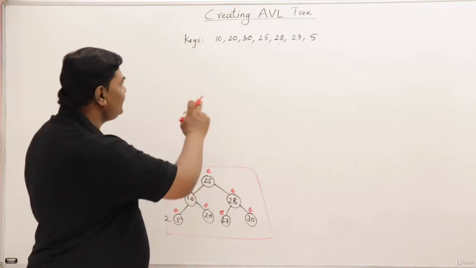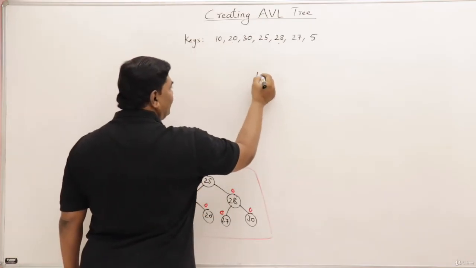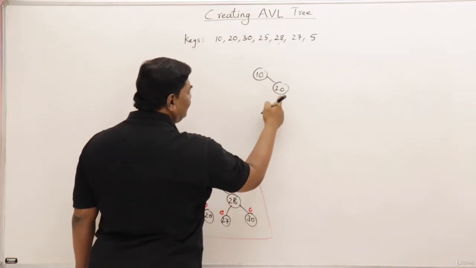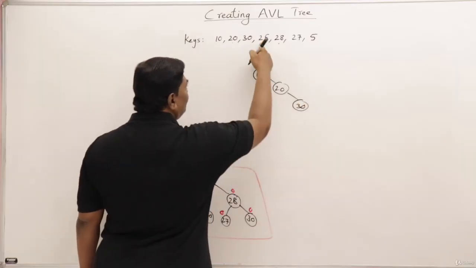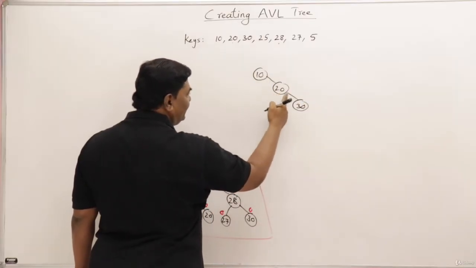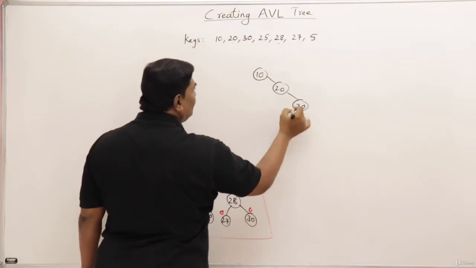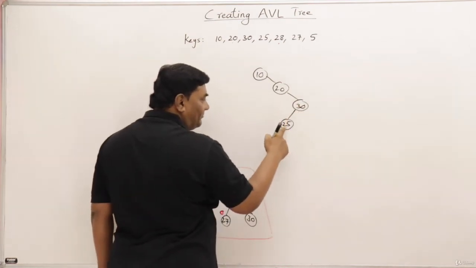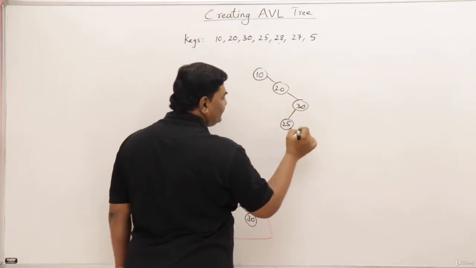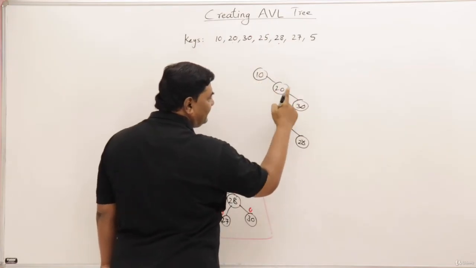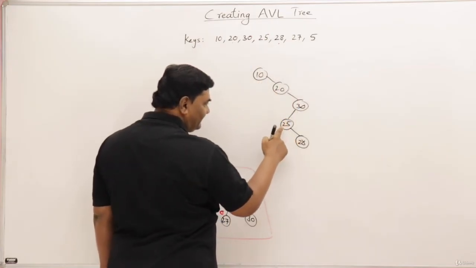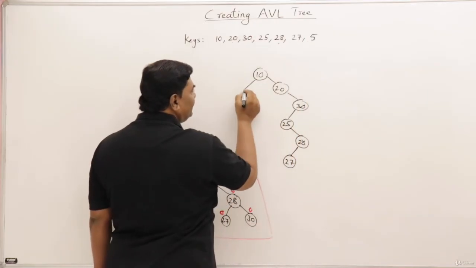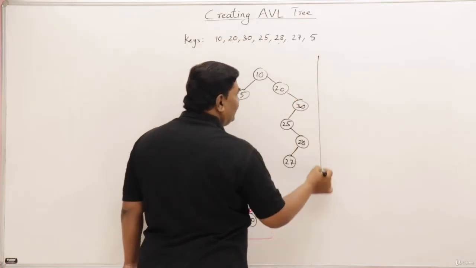Let us create a binary search tree for these keys. First is 10. 20 is greater than this one. 30 is greater than 10 and greater than 20. 25 is greater than 10, greater than 20, less than 30. 28 is greater than 10, greater than 20, less than 30, but greater than 25. Here it comes, 27: greater, greater, smaller than this, greater than this, smaller than this. 5, smaller than this.